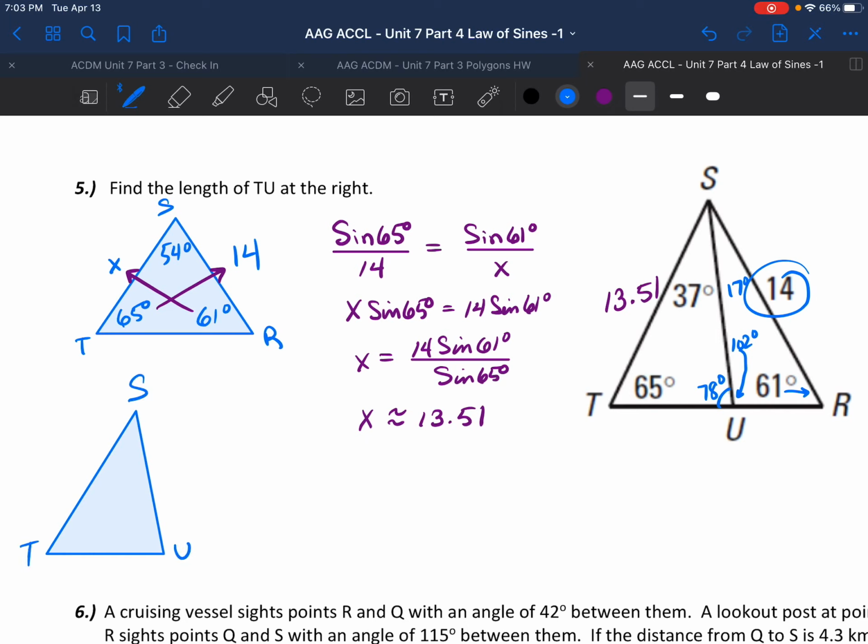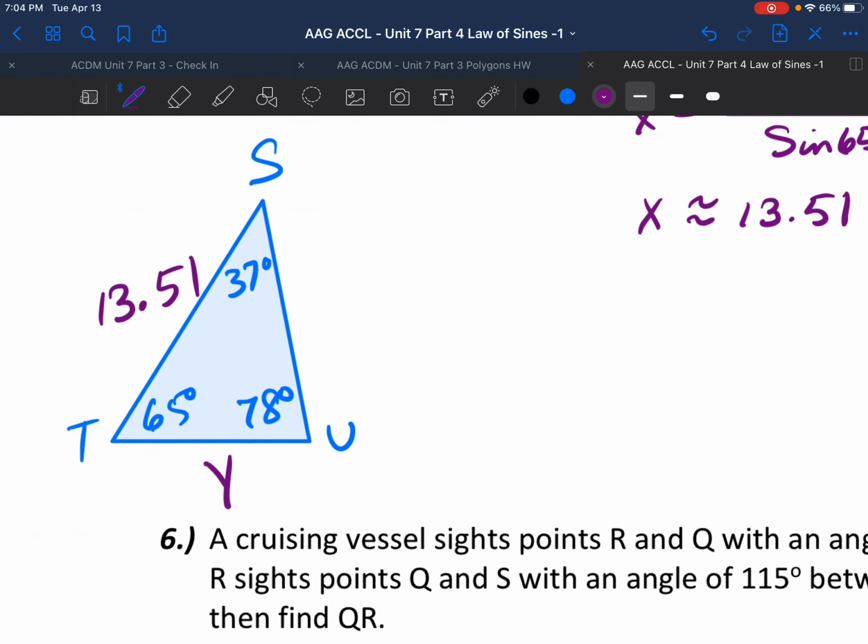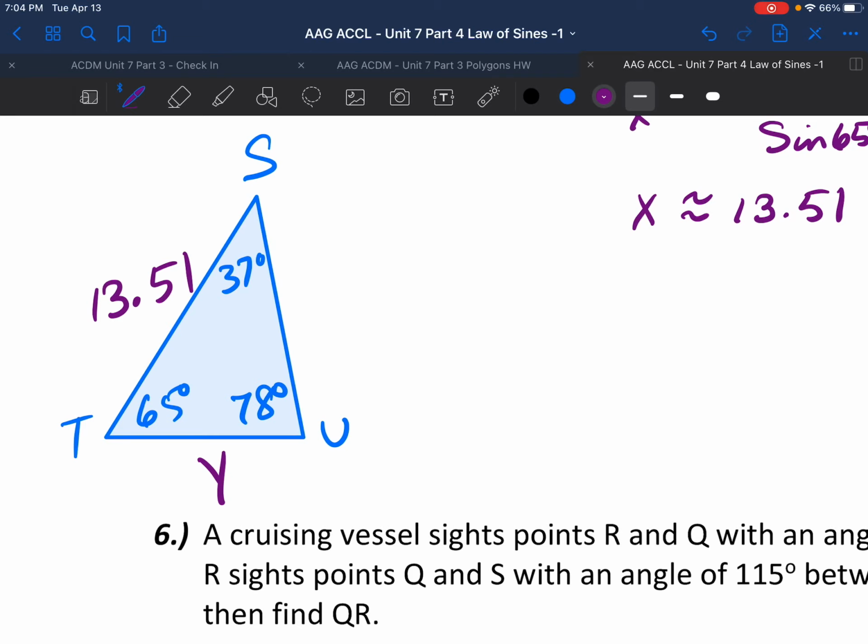Those were angle measures of 37, 65, and 78. Okay, now I also want to add the fact that I know that this is 13.51 now, right? We just wrote and solved a law of sines proportion to find that. So now I'm going to finish up here. I'm going to use the variable y. Now remember, that's our goal, to find the length of TU. So I'm just going to use the variable y, which is down here. Now let me zoom in and focus my attention on the next law of sines equation.